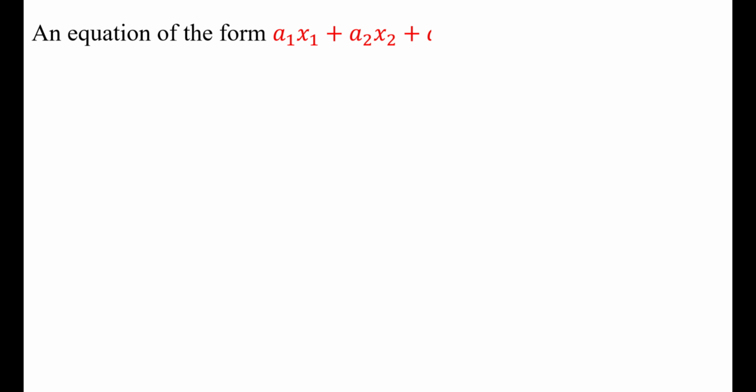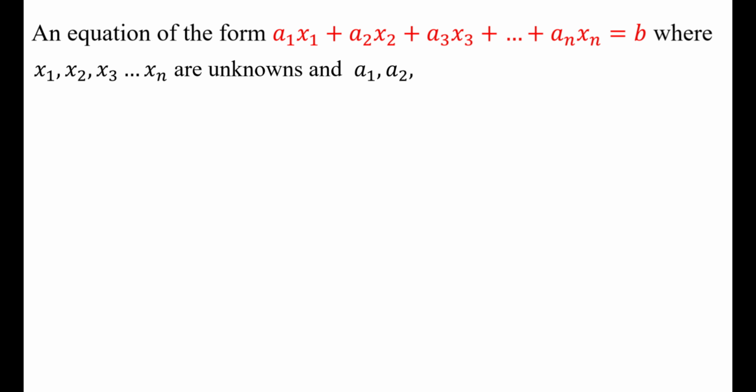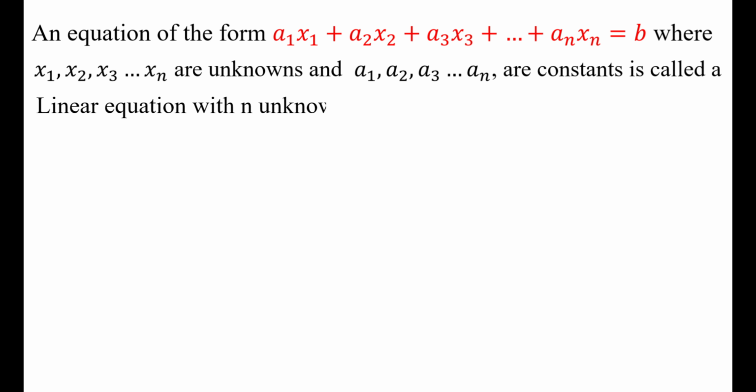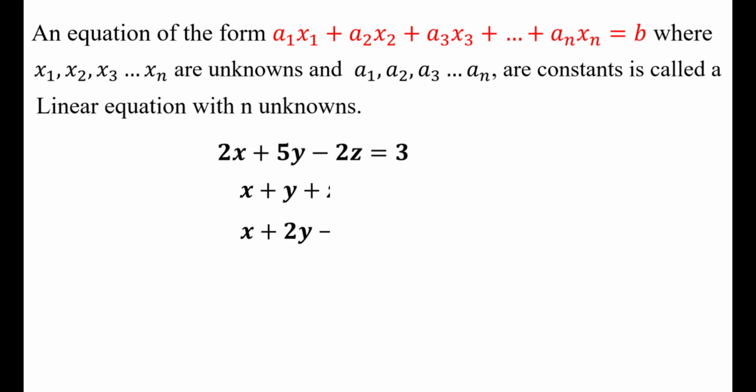An equation of this form, where xi's are unknowns and ai's are constants, is called a linear equation with n unknowns. For instance, 2x plus 5y minus 2z is equal to 3 is a single linear equation. If we have more such equations with the same variables, together they form a system of linear equations.